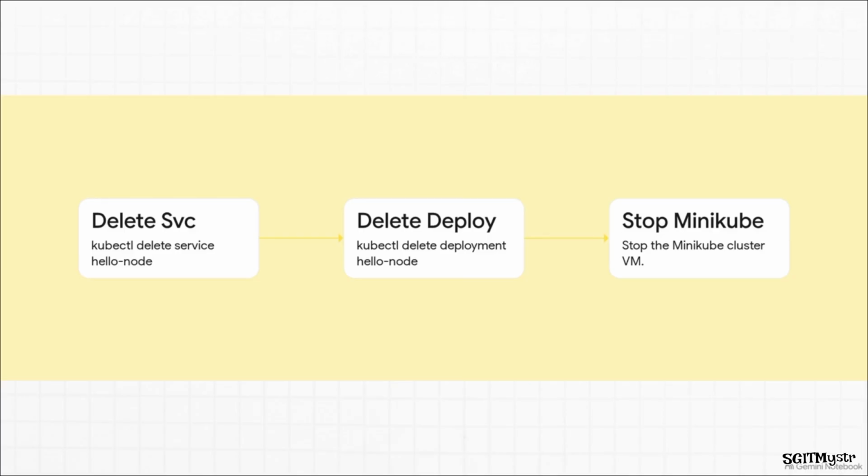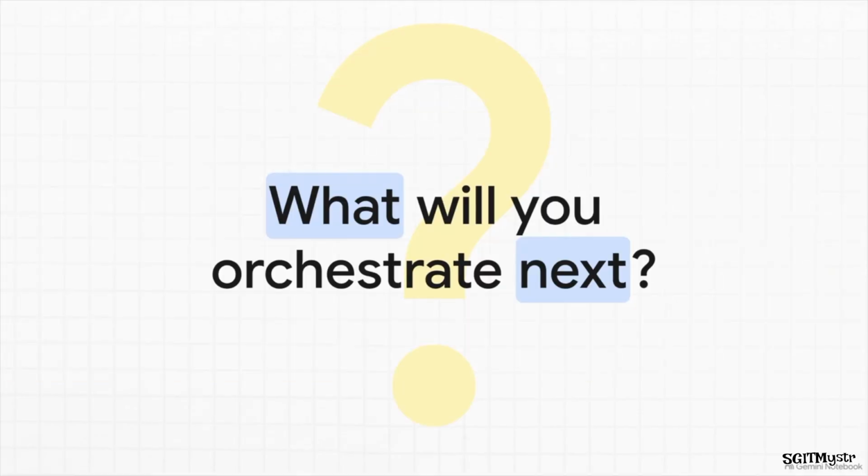It's incredibly important to delete your services and deployments to free up those resources. Now, if you want to come back and learn more later, you don't actually have to delete the entire Minikube VM. Simply stopping it is totally fine. So, you now have the foundational tools to literally command a Kubernetes cluster. The only question left is, what amazing system are you going to build with it?